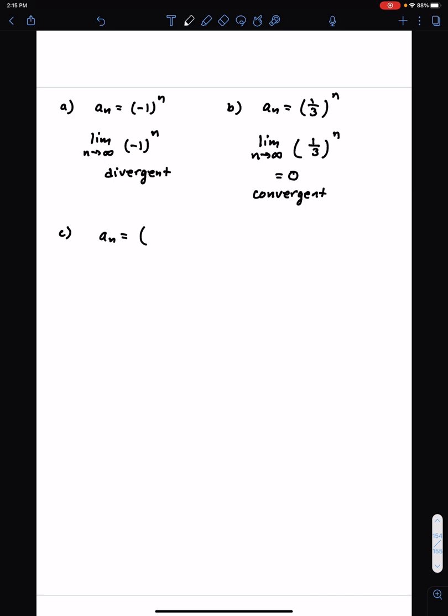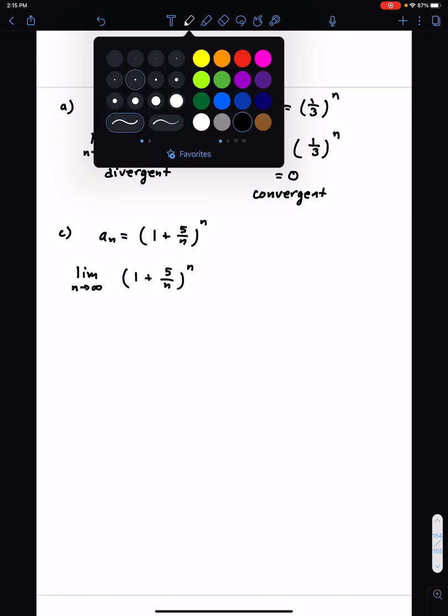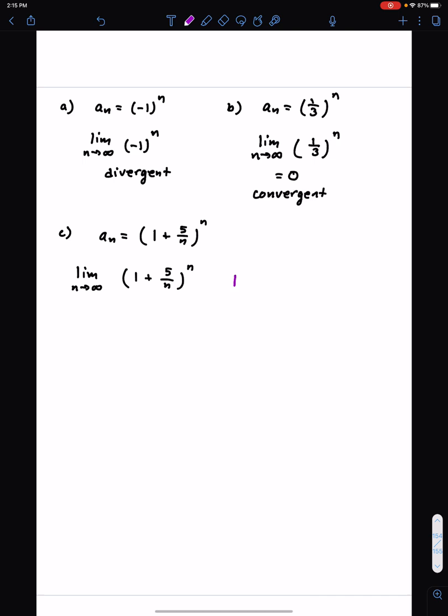If a sub n equals 1 plus 5 over n to the nth power, so the limit as n approaches infinity of 1 plus 5 over n to the n is 1 to the infinity power, which is an indeterminate form, since inside the parentheses is approaching 1.